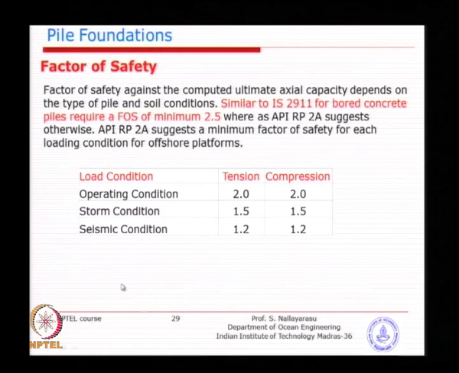So, factor of safety is essential to find out what is the working load. The relationship between working capacity versus ultimate capacity is called a factor of safety. So, the ratio is ultimate capacity by the allowable capacity, you can call it.